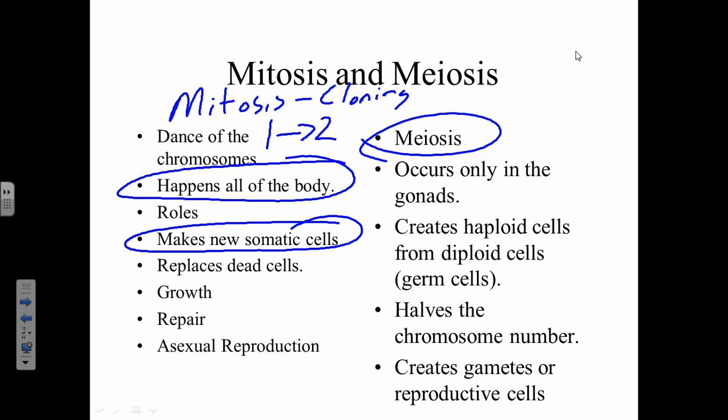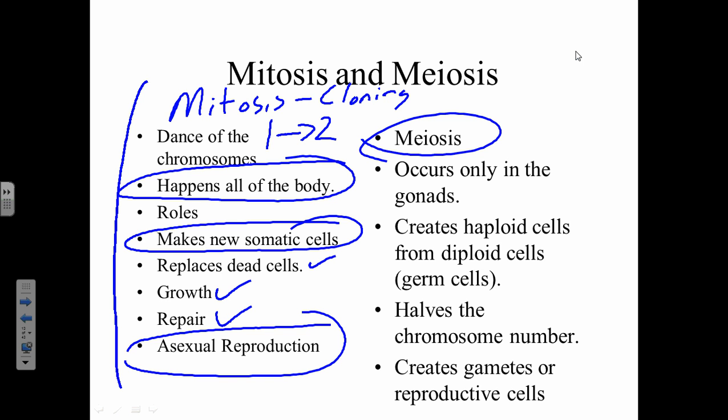It replaces cells that have died. Mitosis helps you grow. Mitosis repairs damaged places, like a cut, a break. It fills in those holes. And mitosis is how most things that do asexual reproduction do it, like a little amoeba splitting into two amoebas. That's mitosis. So those are all things related to mitosis.